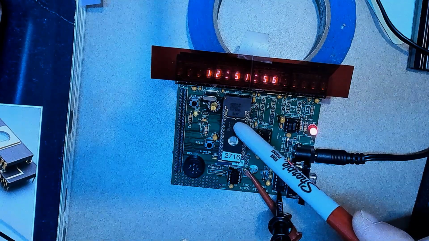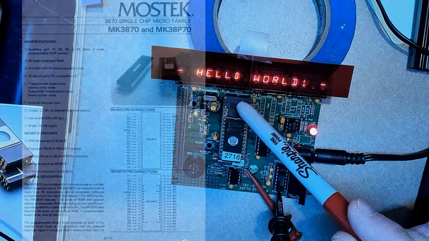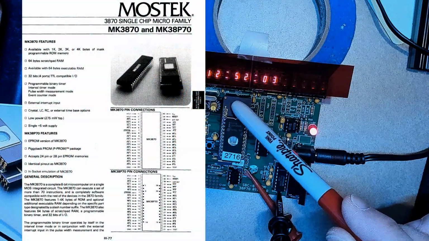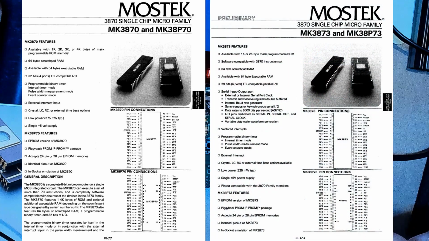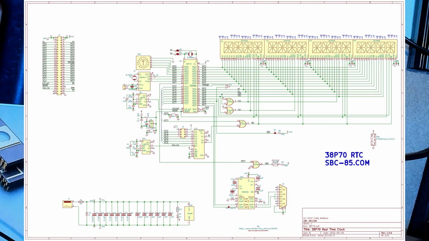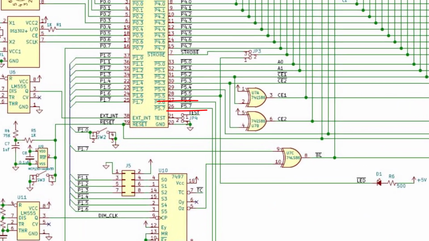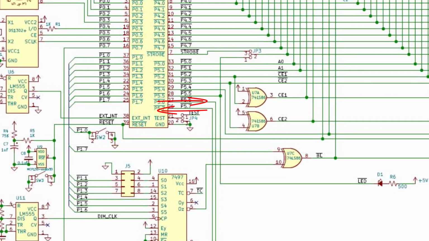That's for a couple of reasons. The first is I want the next revision of the board to be compatible with either the 38P70, which this is, or the 38P73, which is the version of that that has the internal UART. Now, for the serial I/O coming out the serial port, right now I have the serial in and the serial out on adjacent pins of the same port.